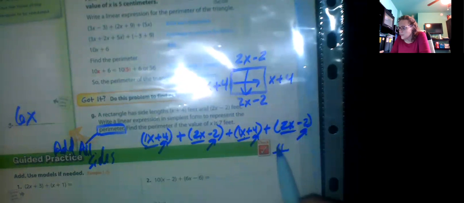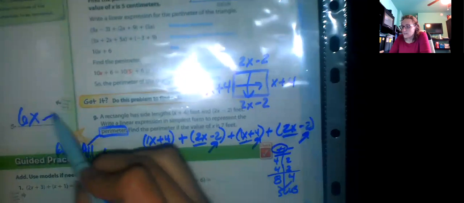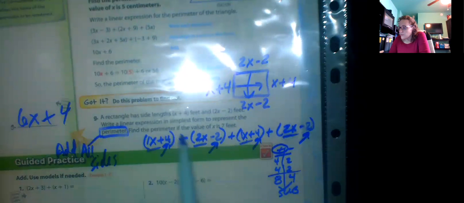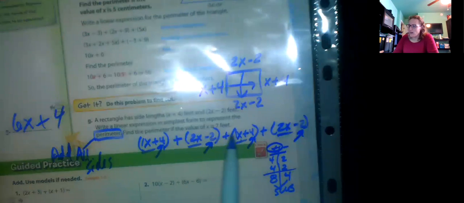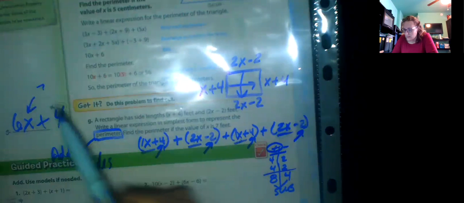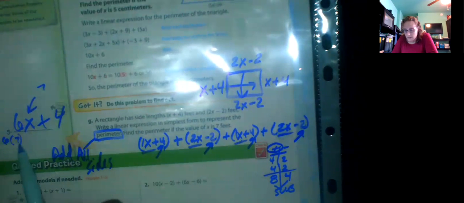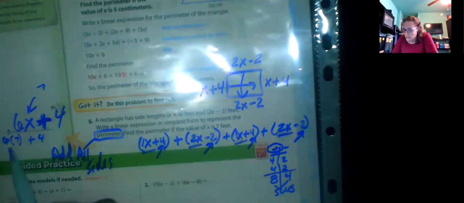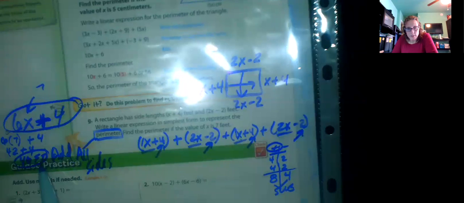Use a T-chart, guys, if you're not sure. 4, -2, 4, -2. Okay, this side is 8, this side is 4. Now you can subtract, and you get a positive 4. Okay, so now it says find the perimeter if the value of x is 7. Okay, well, so if x is 7, then we go 6 times 7 plus 4. So 42 plus 4, that gives us 46 feet. So this is our answer, 46 feet.